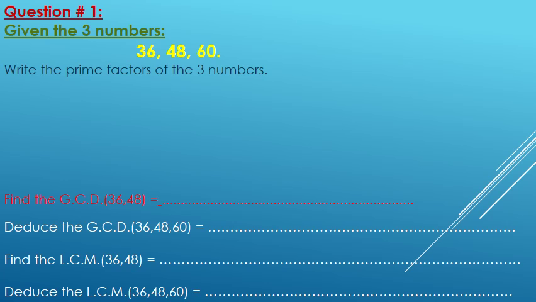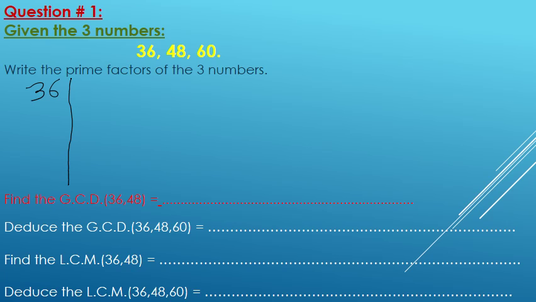So we will start with question number 1. Read question number 1, Selena, in a loud voice. Given the three numbers 36, 48, and 60, write the prime factors of the three numbers. So we should write the prime factors of these three numbers. What's the first number, Badia? 36. So we should write the prime factors of 36.